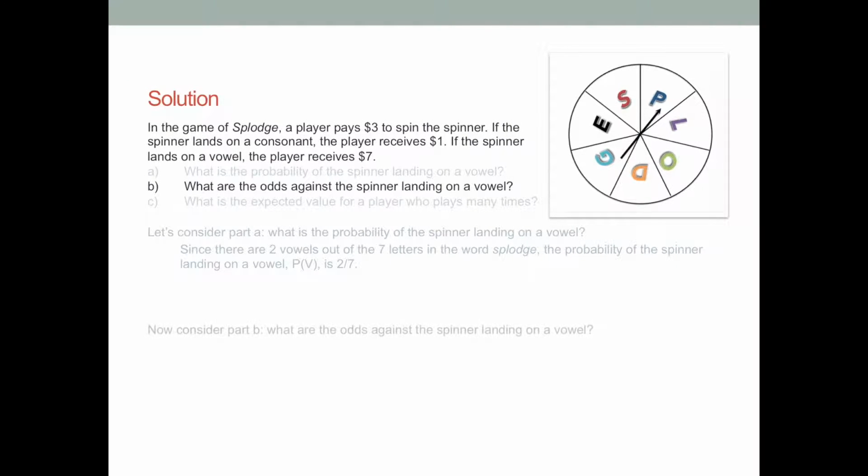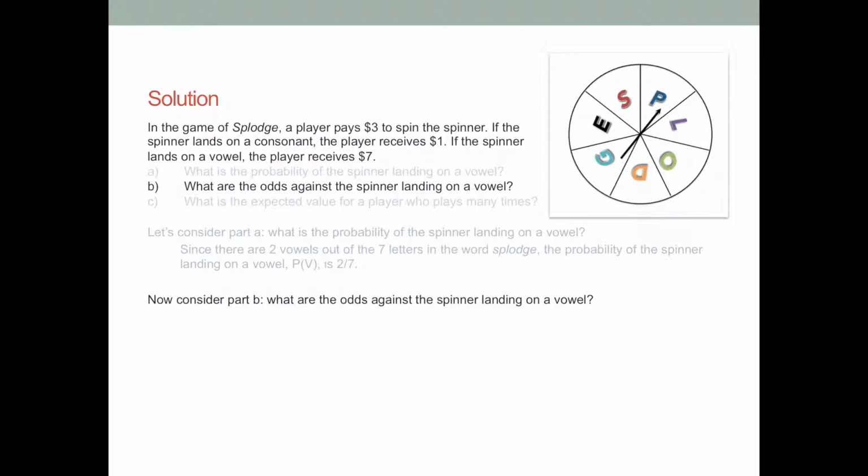Now consider part B. What are the odds against the spinner landing on a vowel? The odds against event V occurring are the probability of the complement of V divided by the probability of V. The numerator can be written as 1 minus the probability of V, or 1 minus 2/7. The fraction simplifies to 5/7 divided by 2/7, or 5/2.